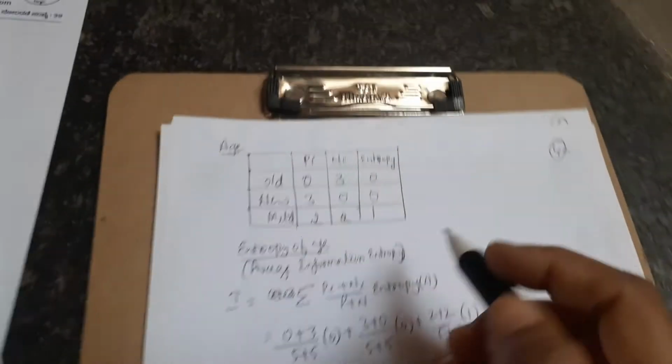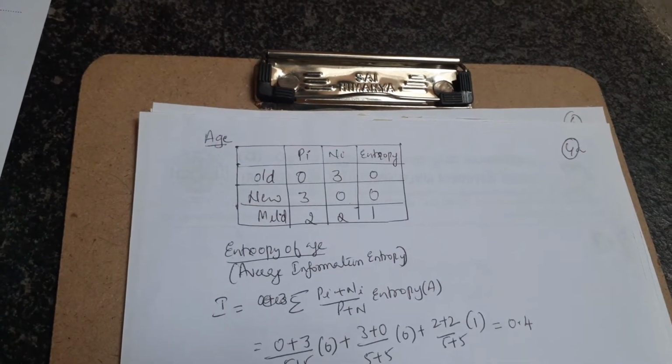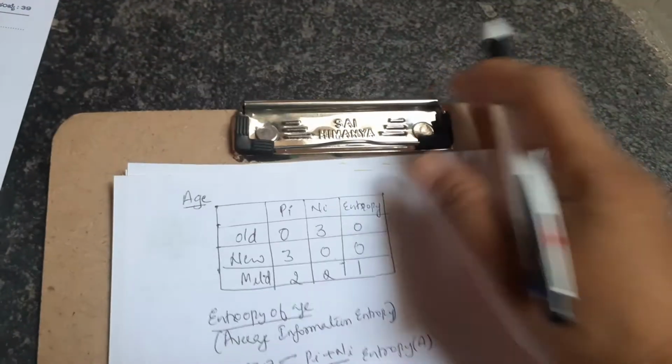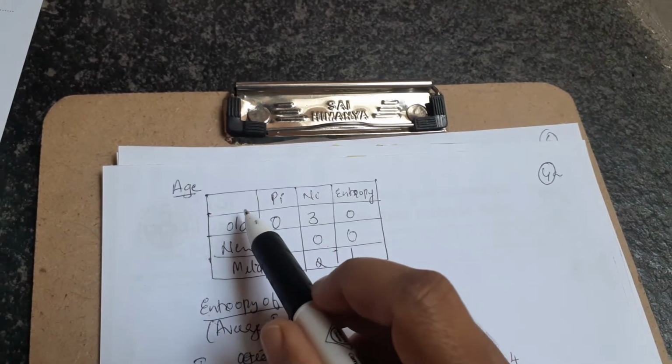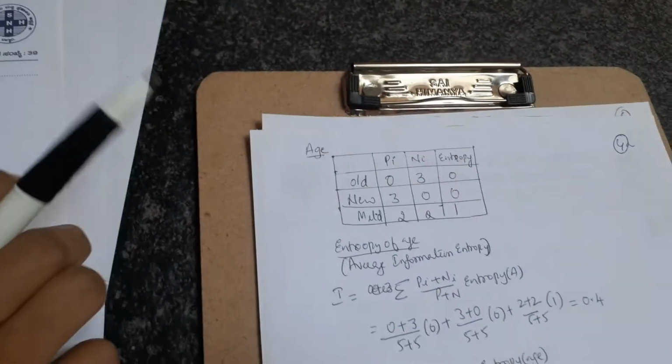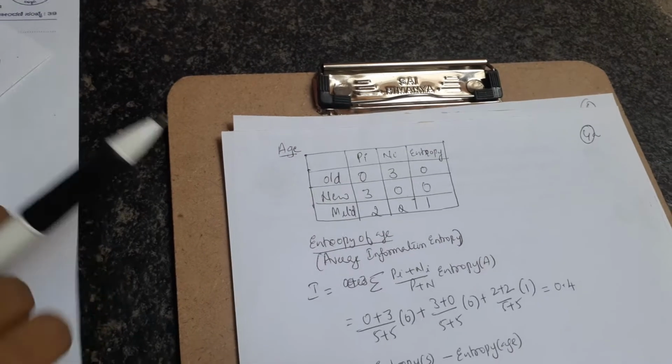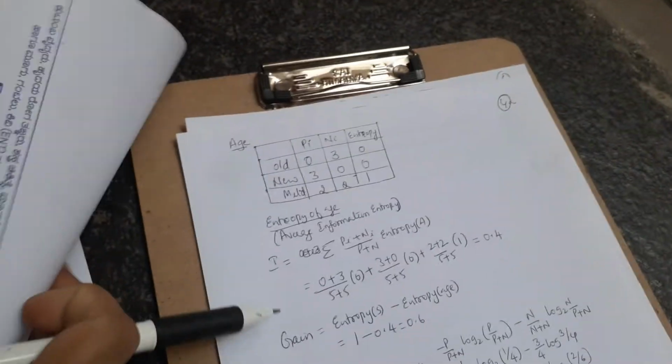So how to calculate the entropy and then the average information entropy for every attribute? Here, for the age attribute, let me take the data set here. With the help of the data set, it will be clearer for you.